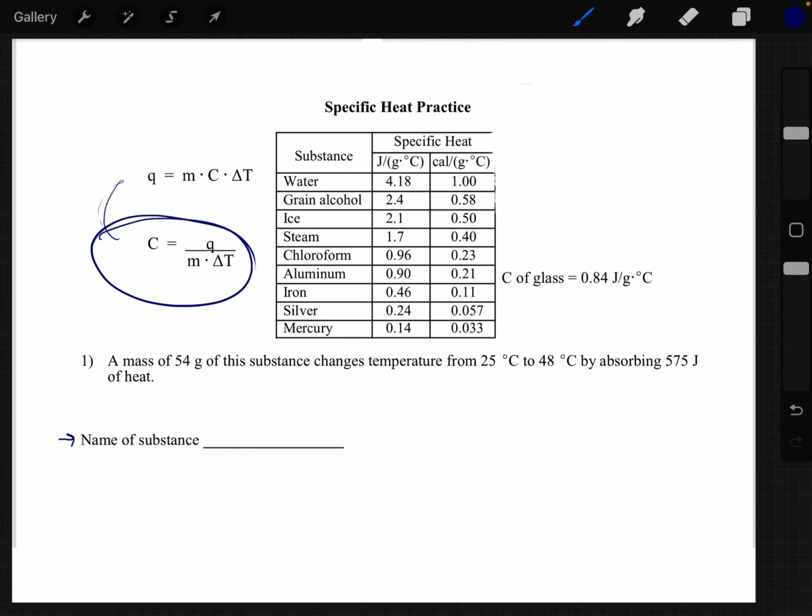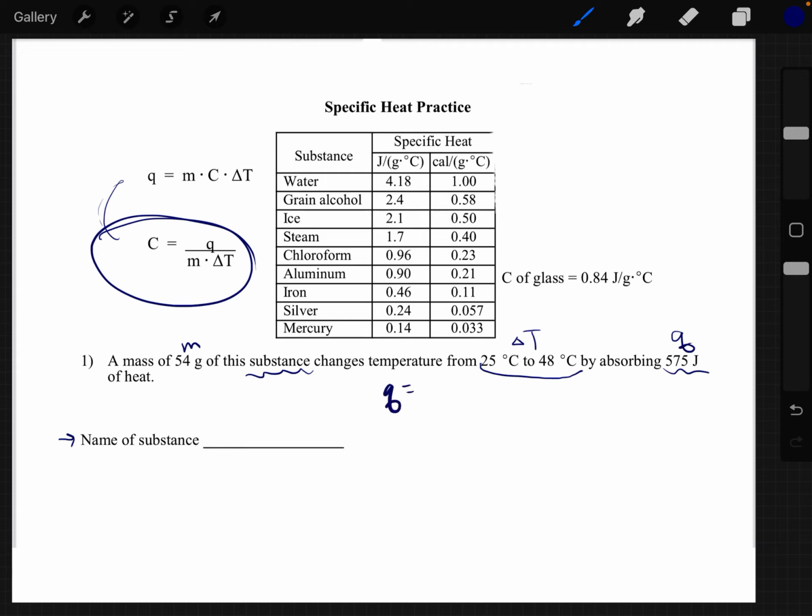So for example, this is from your worksheet. Okay, we're given a mass of 54 grams of a certain substance. We don't know who it is yet. It has a delta T from 25 to 48, so we're going to have to solve for that. And then we know our Q is 575 joules of heat. So over here we can go ahead and write down everything that we have.